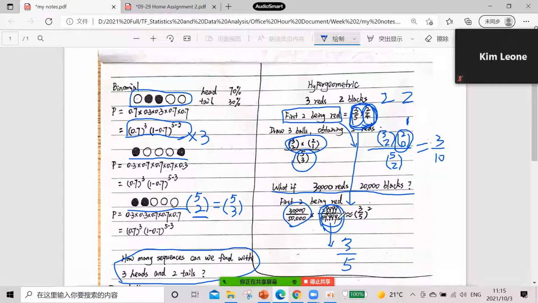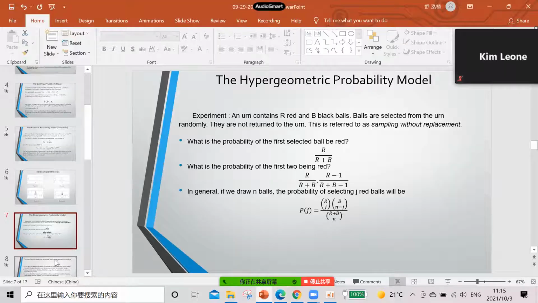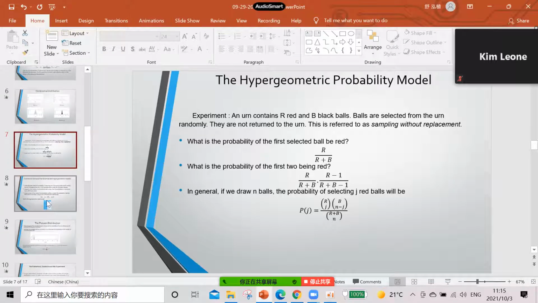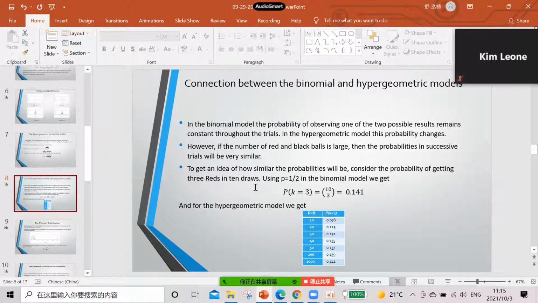But here, I think it doesn't matter. I just think this is 3 over 5. So that is something Professor Bartman mentioned in this slides, that when the number is very, very large, we can use hypergeometric models to estimate the binomial distribution.